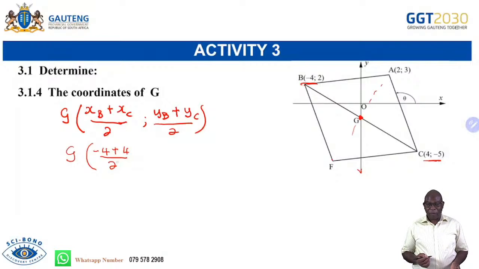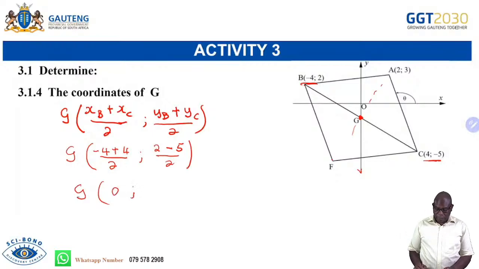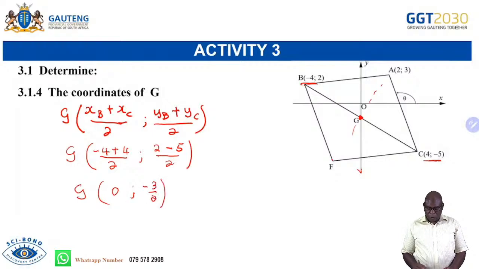Do you see why I said the first point will be 0? But let's continue. Y at B, it's 2. And then y at C, it's minus 5 over 2. So now, minus 4 plus 4 is 0. 2 minus 5, it's negative 3, all over 2. So can you see that that point here is 0?